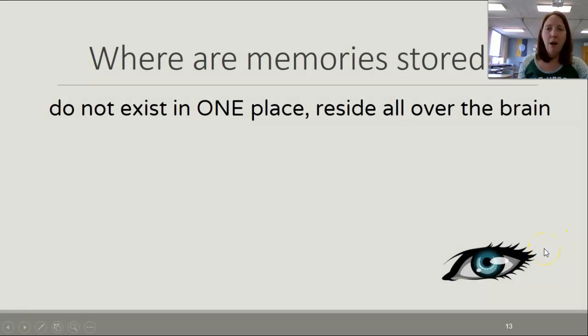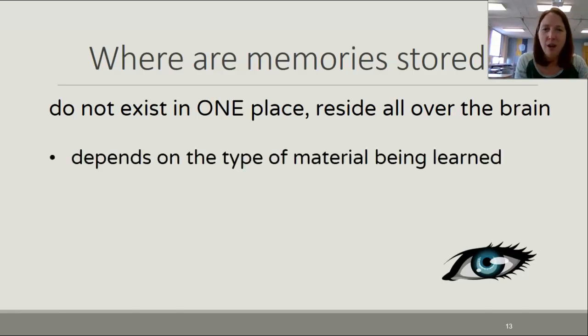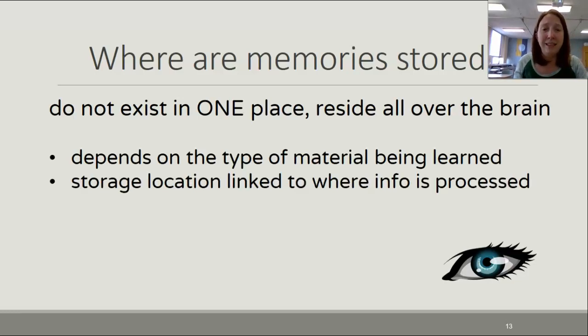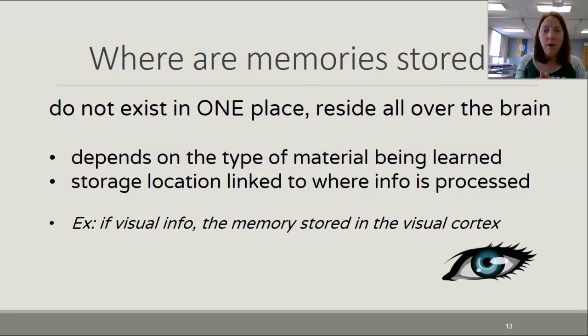So in sum, where are our memories stored? There's not one answer. They're all over the brain, with a catch, because there's always a catch. It depends on the type of material being learned, and so the storage location is linked to wherever the information is processed. In itself, that might not make a lot of sense, but with an example: if it's visual information, the memory gets stored eventually in the visual cortex. And if it's auditory information, the memory gets stored in the auditory cortex, and so on.